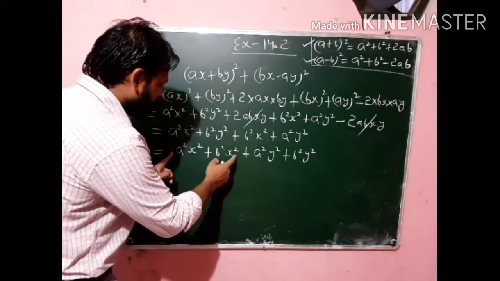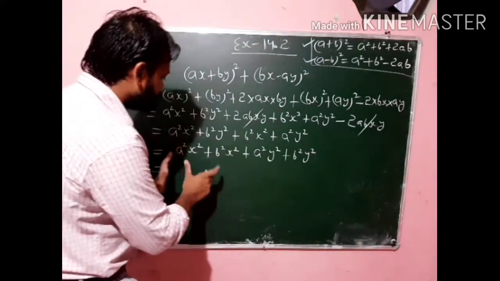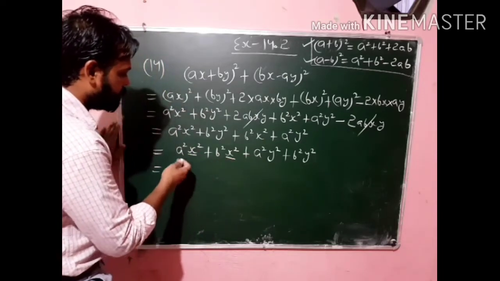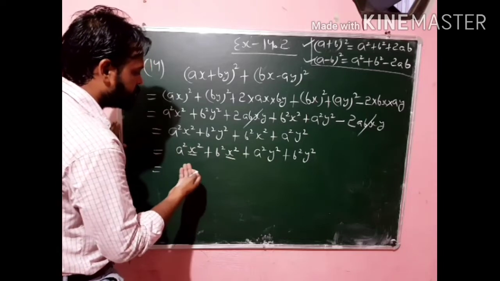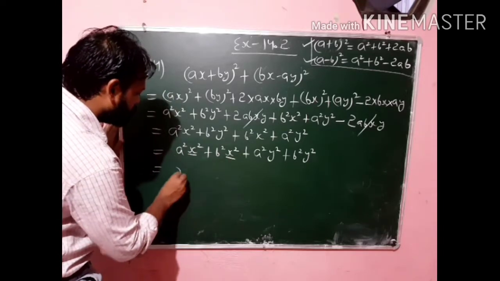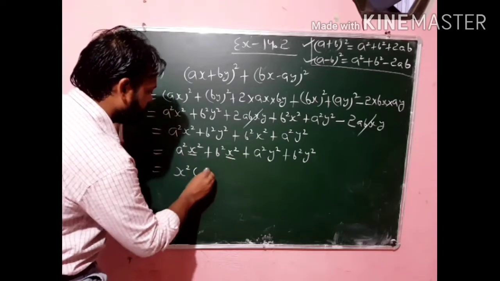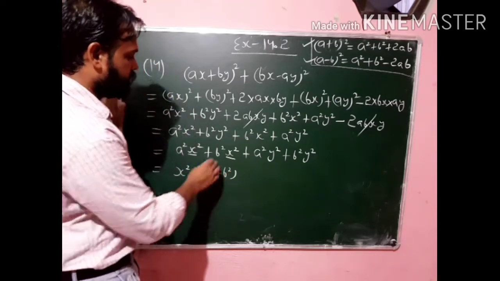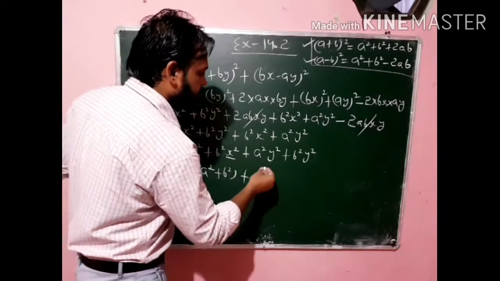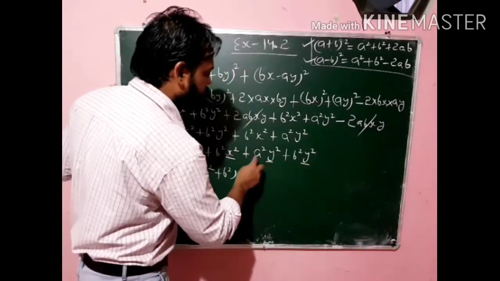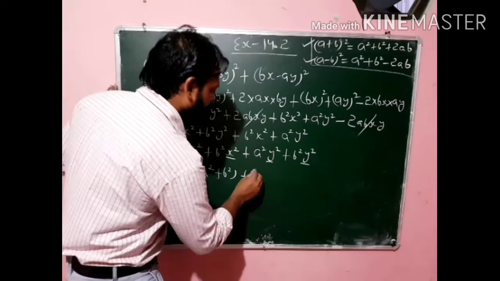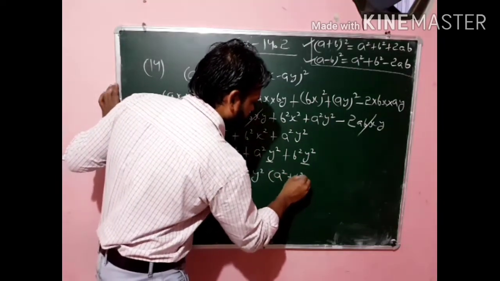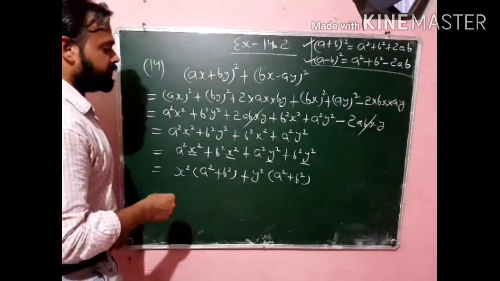In the first group, you can see there is no need to make any factorization, because x square is already common here, and a square and b square are both different terms. So take x square common, and a square is left inside the bracket and plus b square is also left. And in the second group, y square is common here, because a and b are different terms, and you can write down y square, and then a square plus b square is inside the bracket.